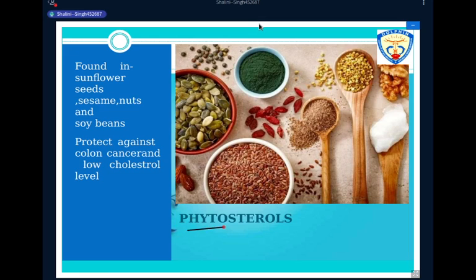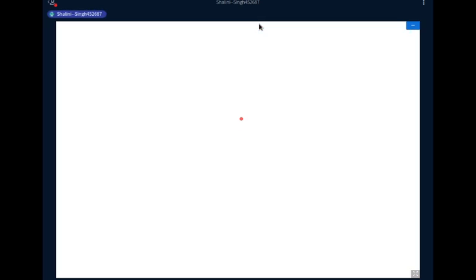Now the second category is phytosterols. What you see here are different types of seeds. These are pumpkin seeds, flax seeds. These phytosterols are found in sunflower seeds, sesame seeds, nuts, and soybeans. They protect against colon cancer and lower cholesterol levels. So you should consume nuts and seeds for getting phytosterol in your body.